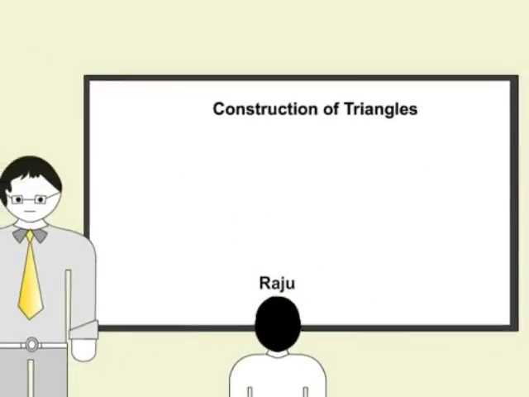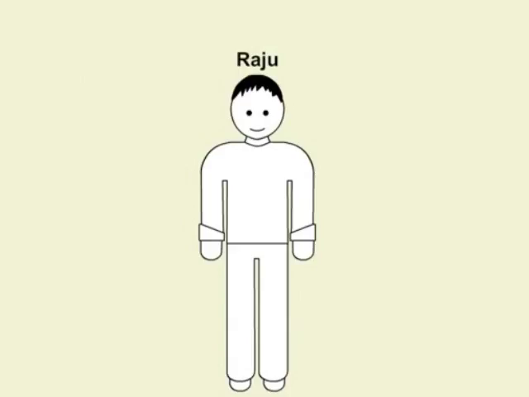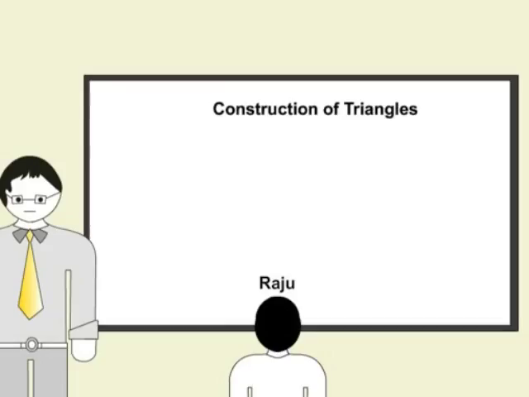So Raju, can you now make a triangle when all the 3 sides are known? But, sir, what about other types? Have patience, Raju. I'll explain everything to you.